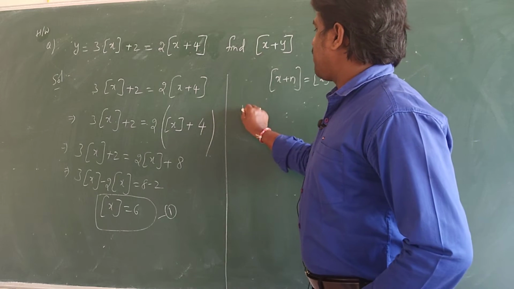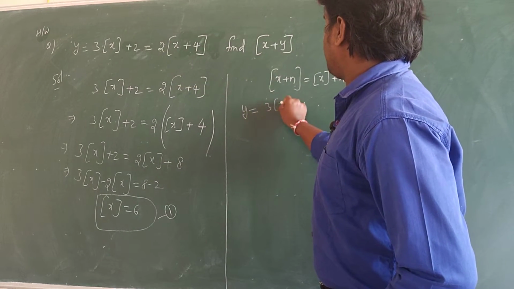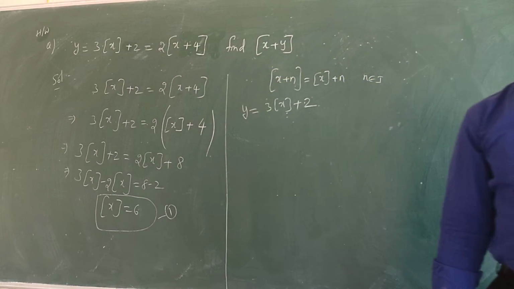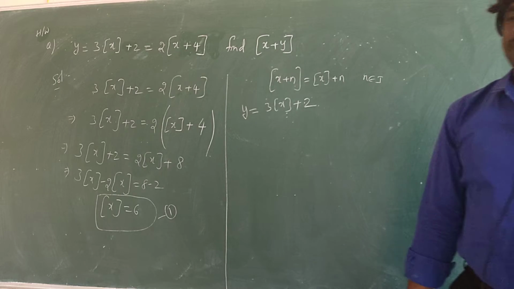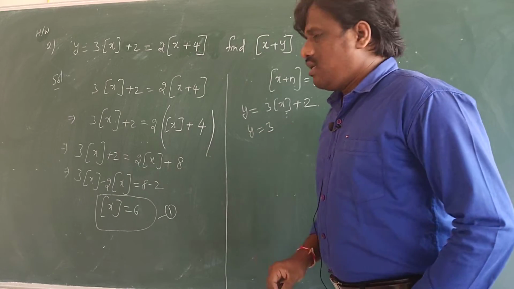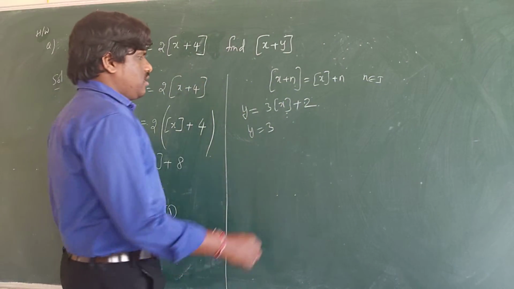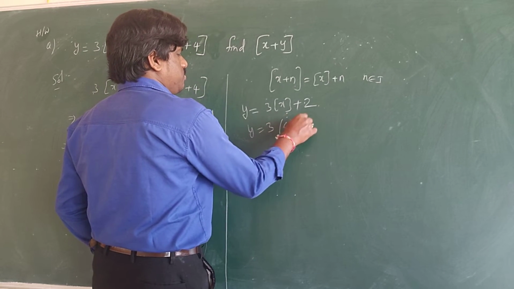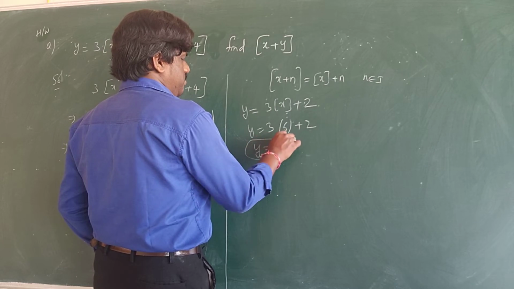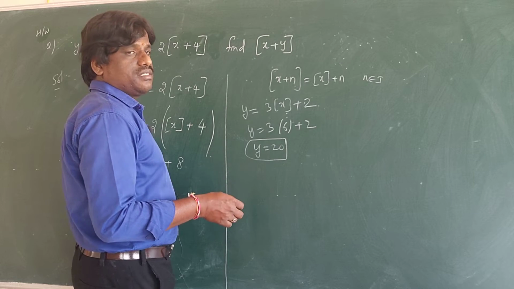So I can find the y value here. y is equal to what you have? 3 times of greatest integer x plus 2. In the first case, y is equal to 3 times the greatest integer x plus 2. So y is equal to, can I write as 3 times of greatest integer x, which is how much? 6, right? So 6 plus 2. So y is equal to how much? 20. Is it a numerical value? Integer. Sorry, not numerical value, integer.